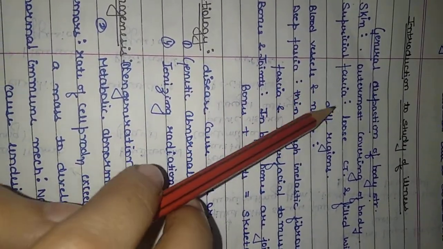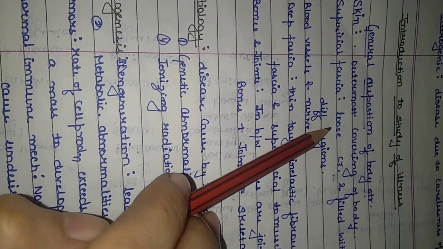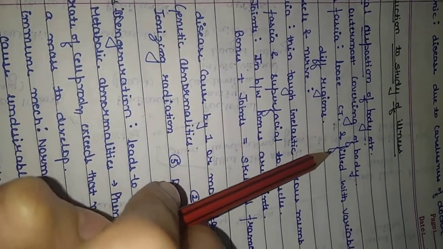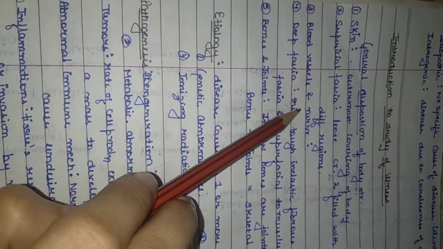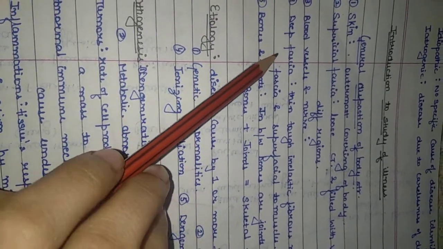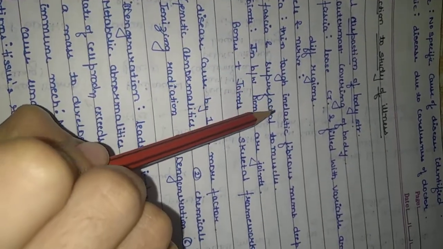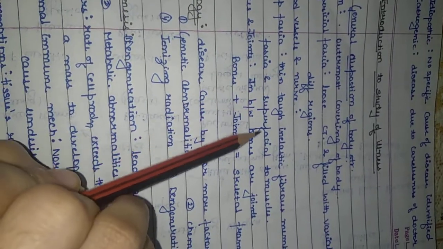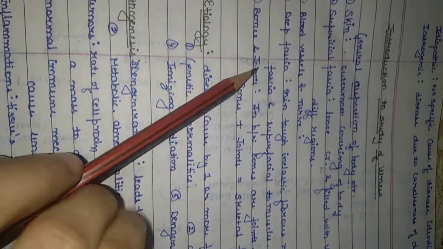Skin is the outermost covering of the body, superficial. It is made up of loose connective tissue and filled with a variable amount of fat in different regions. Blood vessels, veins and nerves is your third point. Fourth point, deep fascia: thin, tough, inelastic, fibrous membrane, deep to superficial vessels and superficial nerves.